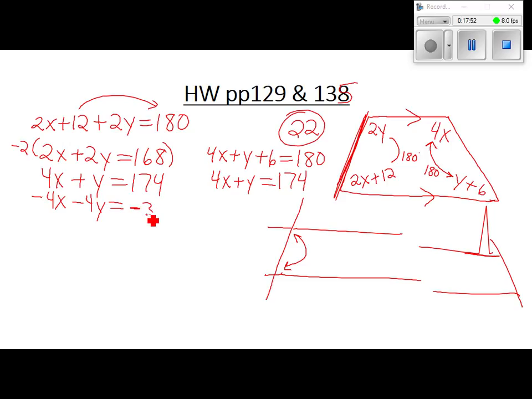-336. Yeah, negative. So now this equation's sort of gone. We don't need it anymore. We're just going to take these and combine them straight down. What's going to happen with the x's? They cancel out. What's a positive 1y and a negative 4y? -3y.